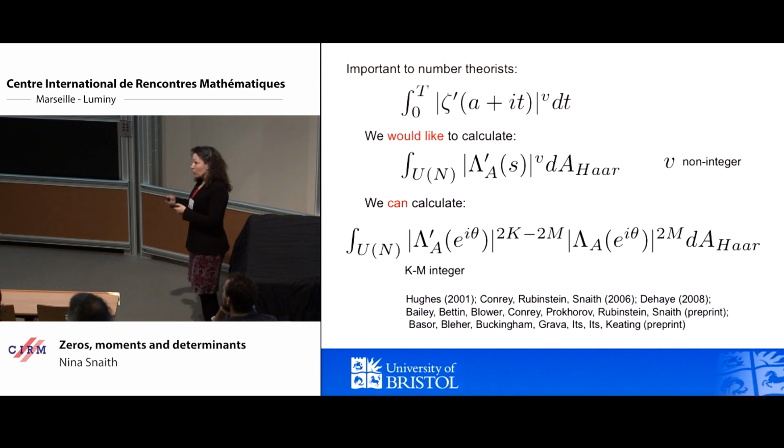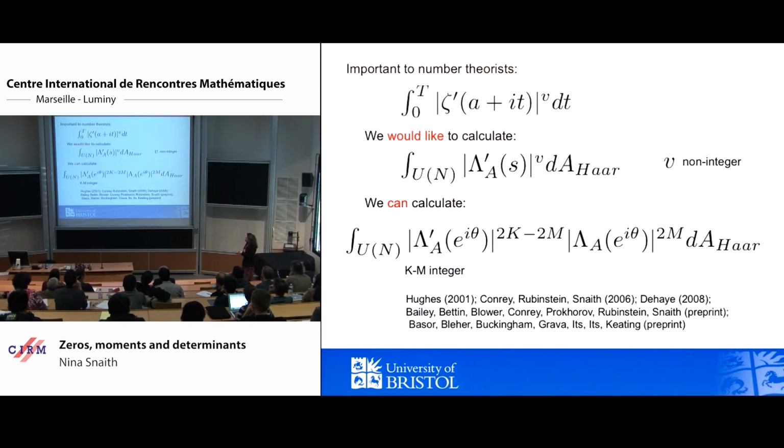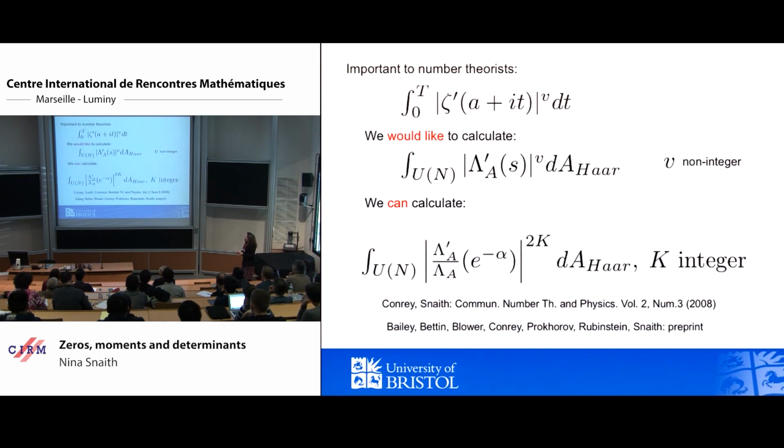So yeah, and this leads to very nice calculations. So that's an average over U(n) of the characteristic polynomial and its derivative. So we can do calculations like that. We can do calculations like this.